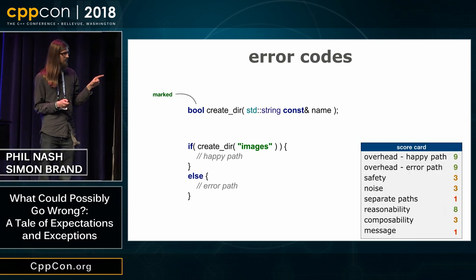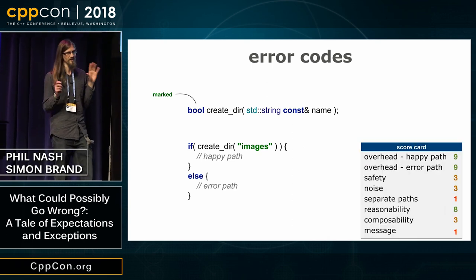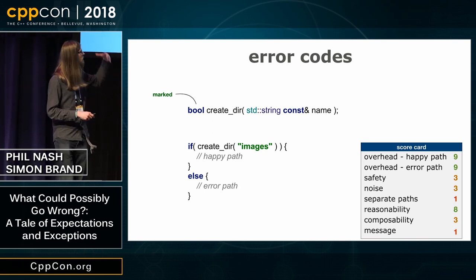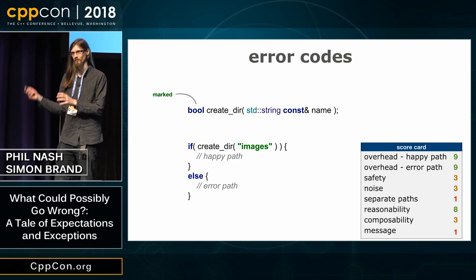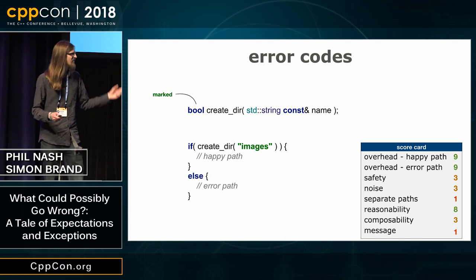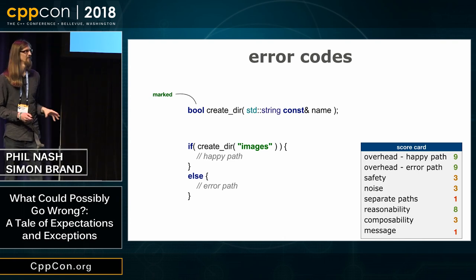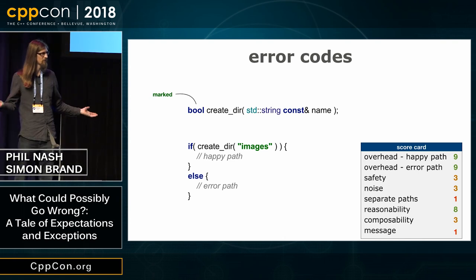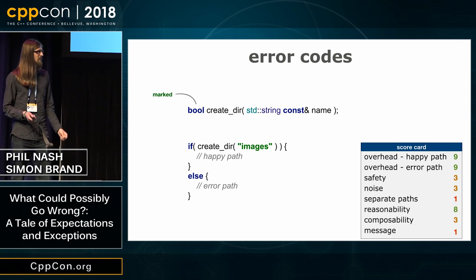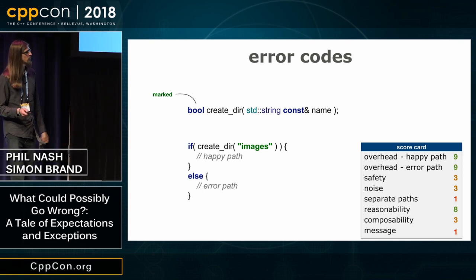Here are my scores, okay? So the overhead is nice. We're just returning bools. We're doing some branching. Maybe if we could tune the branch prediction, maybe that would help, use some compiler intrinsics or something like that. But in general, it's pretty good.